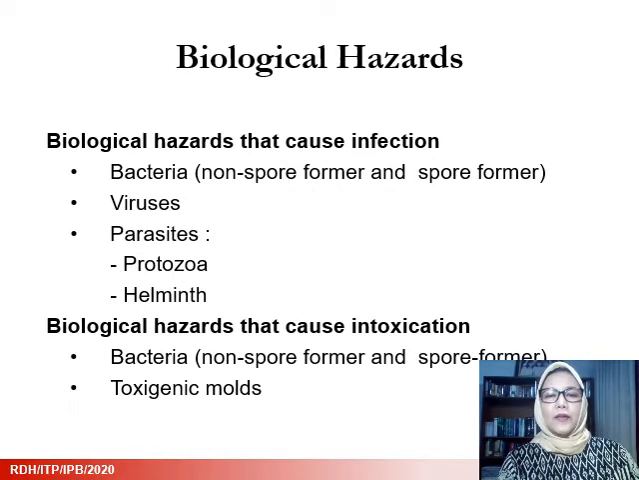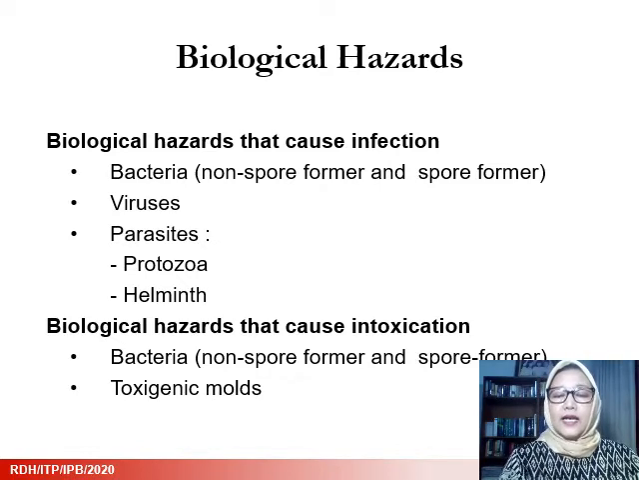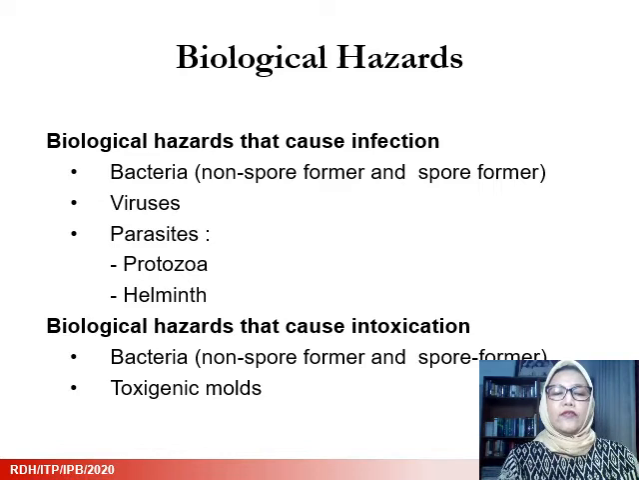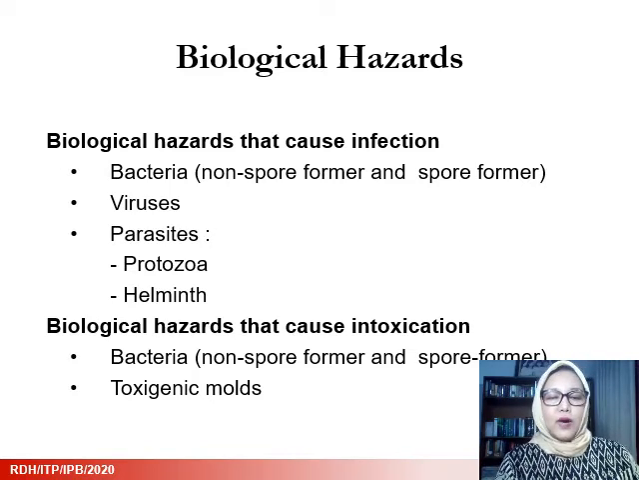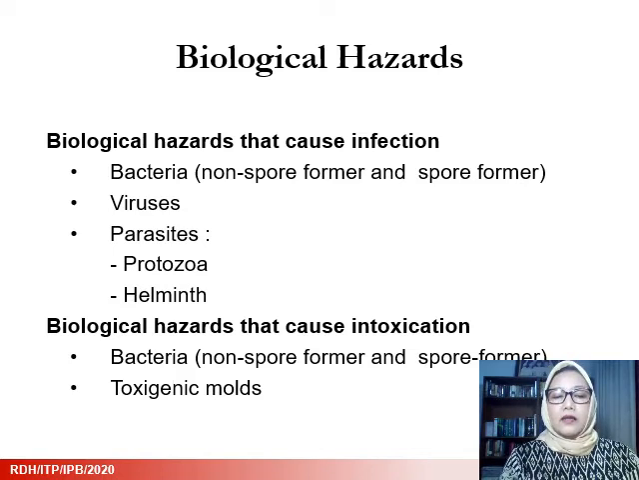Let's start our topic with discussing what constitutes biological hazards. Biological hazards that can cause infection consist of bacteria, both non-spore-forming and spore-forming bacteria, viruses, and parasites. That includes protozoa and helminth. The other group is biological hazard that causes intoxication. That consists of bacteria, both non-spore formers and spore formers, and toxigenic mold.